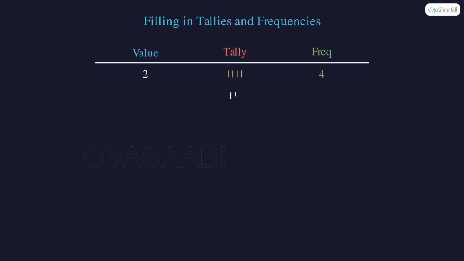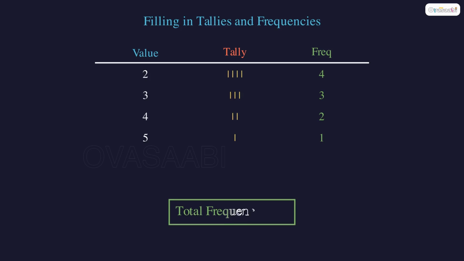Count each value with tallies. 2 appears 4 times, 3 appears 3 times, 4 appears twice, 5 once. Total frequency equals 10, matching our data.